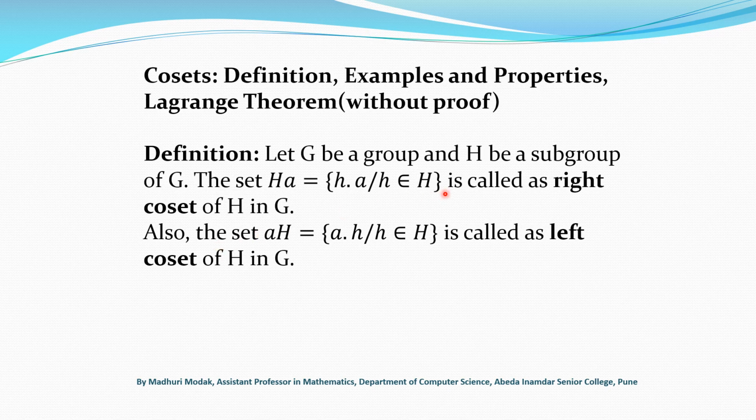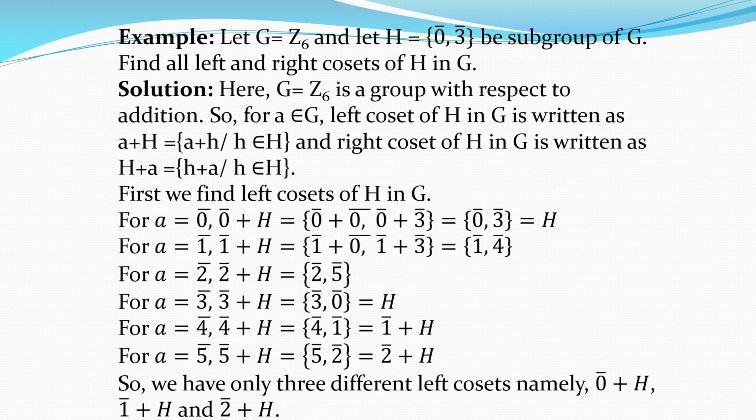For that element we are finding the right coset, as here a is written to the right of H, and this is the left coset because a is written to the left of H. Now one example: let G equal Z6 and H equal {0̄, 3̄}, which is a subgroup of G. Now we have to find all left and right cosets of H in G.